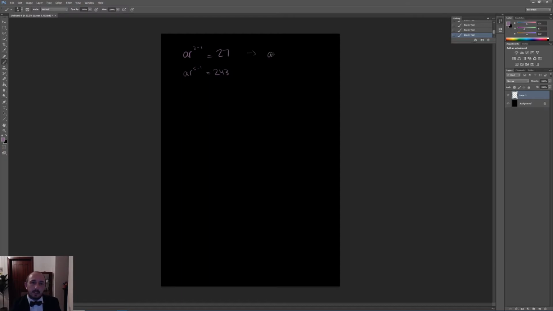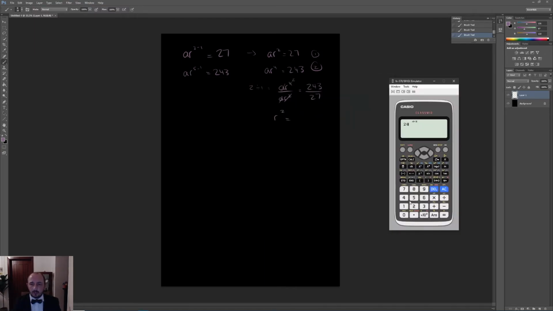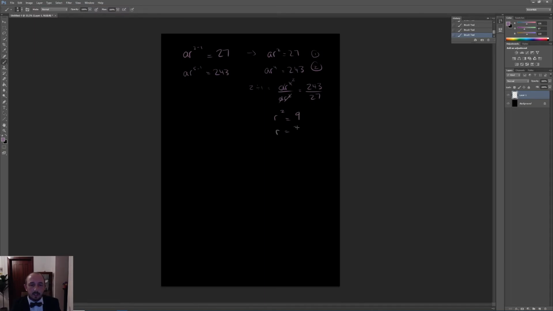We'll just rewrite these as AR squared is 27 and AR to the power of 4 is 243. Divide equation 2 by equation 1 and we get AR to the 4 over AR squared is 243 over 27. Cancel the A's and the R's, and we have R squared equals 243 over 27. 243 over 27 is 9, so R is going to be 3. We substitute back in. A times R squared is 27, so A is 27 divided by 9, which is 3. So our first term is 3, and the common ratio is also 3 in this case.